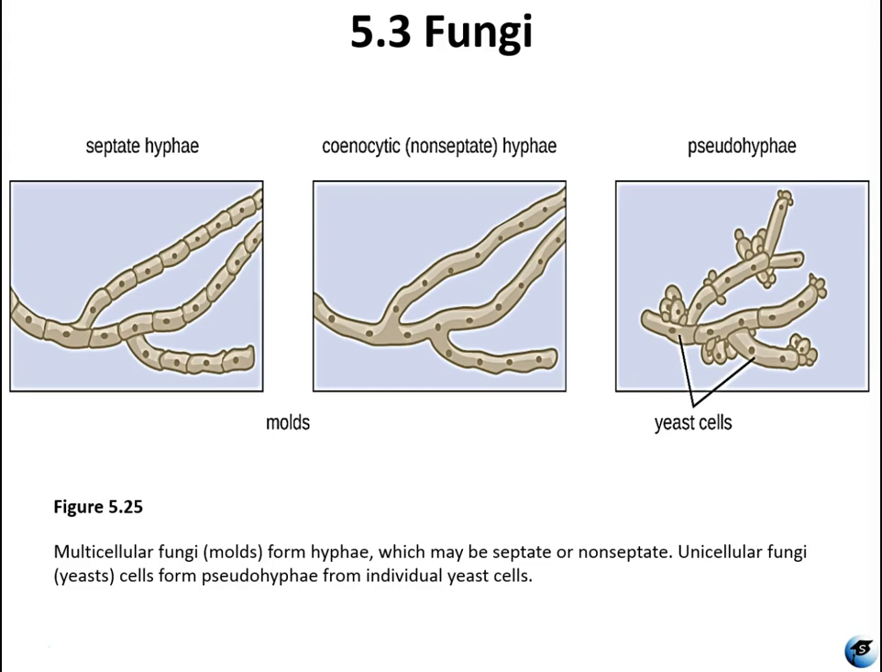This is figure 5.25, a multicellular fungi. Multicellular fungi, its common name is some kind of mold, right? And they form hyphae, which can be septate or non-septate. So these are septate hyphae. See how they are? They're made up of kind of a chain of identical size and shape cells. And then this is a non-septate hyphae, so the cells have kind of just all merged together. And then pseudohyphae is where they have a little bit of both. It's almost like yeast cells are coming together and resembling a mold, but they are in fact yeast cells.